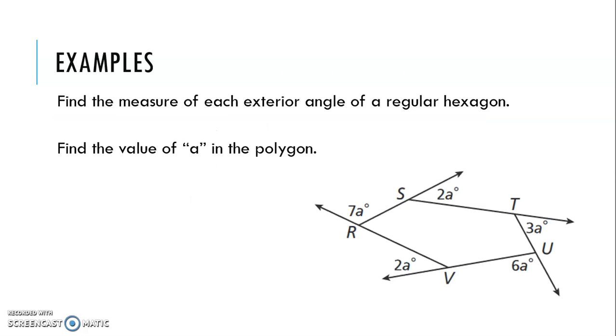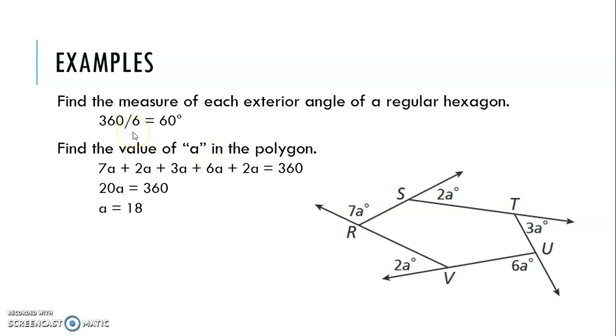In this example, it says find the measure of each exterior angle of a regular hexagon. And then in the next part, you have to find the value of A in this polygon. Again, notice that A is part of these expressions here. So pause the video, try and solve those 2 questions, and then press play to check your answers.